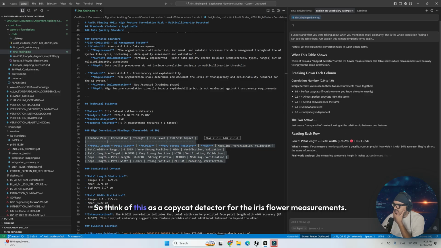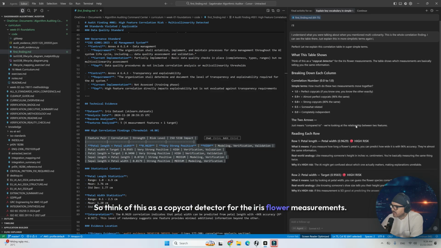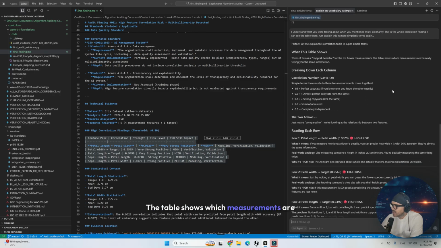So think of this as a copycat detector for the iris flower measurements. The table shows which measurements are basically telling you the same information. So, correlation number 0.0 to 1.0. In simple terms, how much do these two measurements move together? 1.0 is perfect copycats. We don't have any of them. 0.9 plus is almost perfect copycats. We do have them. 0.8 is strong copycats, and we do have two of them for sepal length.